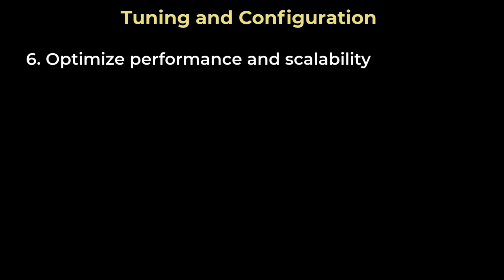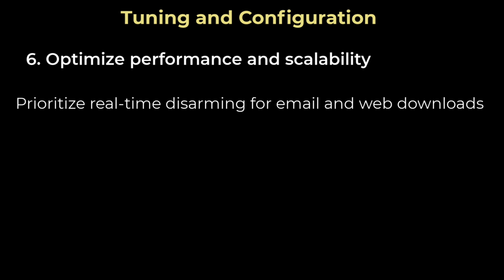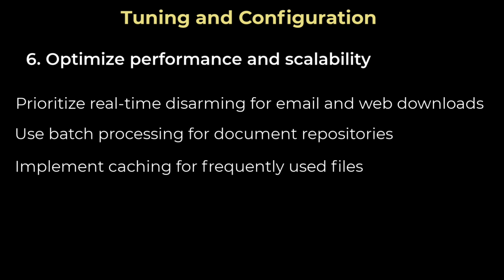Sixth, optimize performance and scalability. To mitigate performance issues, organizations should prioritize real-time disarming for high-risk channels like email and web downloads, use batch processing for large document repositories, and implement caching for frequently sanitized files to reduce redundant processing.